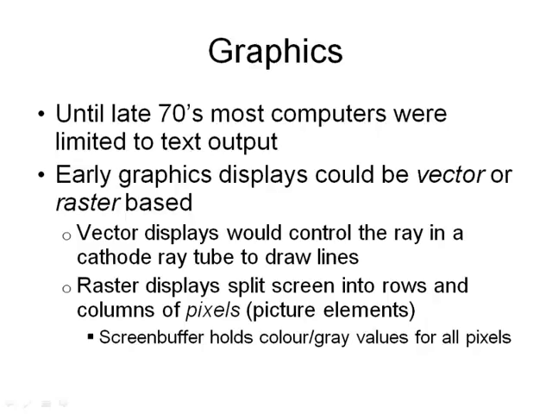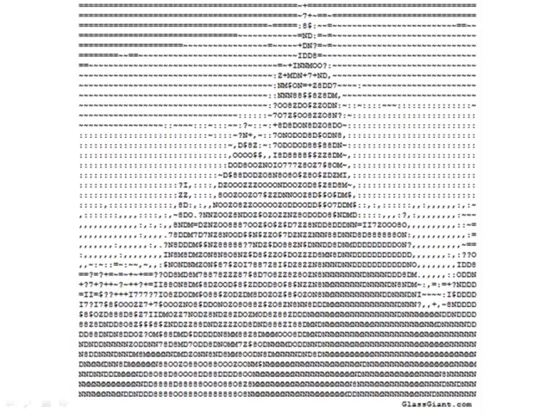Raster displays, which is what everyone really uses nowadays, split the screen into rows and columns of pixels or picture elements, and we have some kind of memory screen buffer that holds all of the colour or grey values or black and white values for all of the pixels. Here's an early form of computer art, and this was ASCII art.